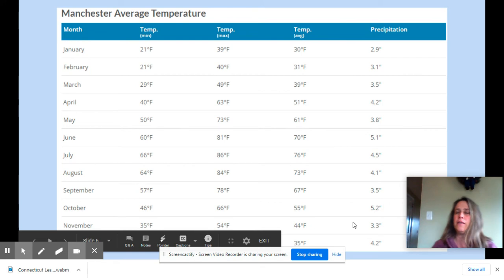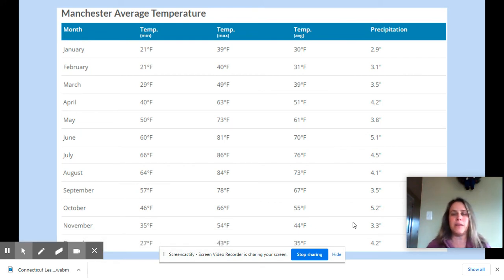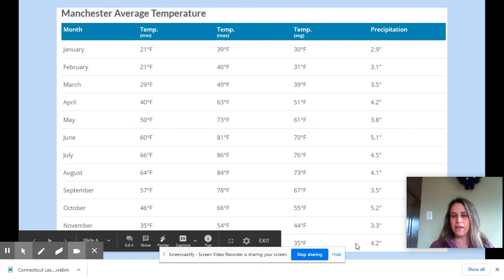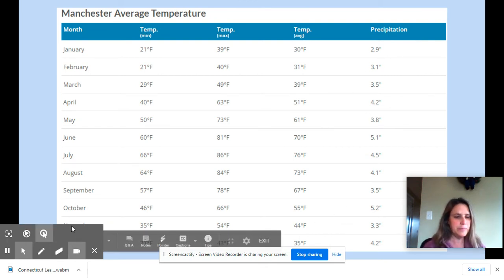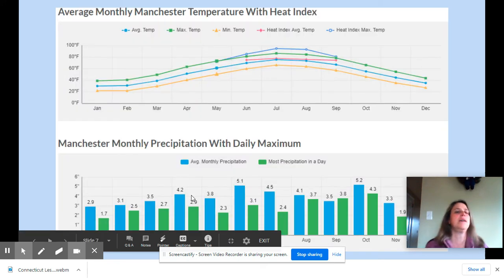Remember back in our science lessons on weather and climate, the amount of precipitation determines part of the climate there. So we're definitely not an area in Connecticut that is dry. I mean, we have lots of rainfall, right, friends? Our precipitation. Okay, let's go to the next slide.